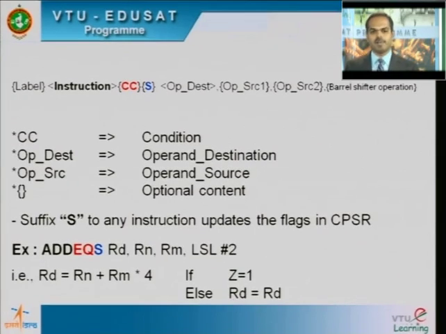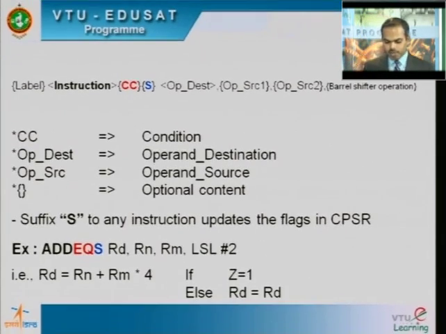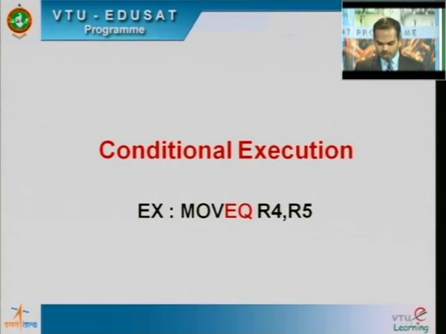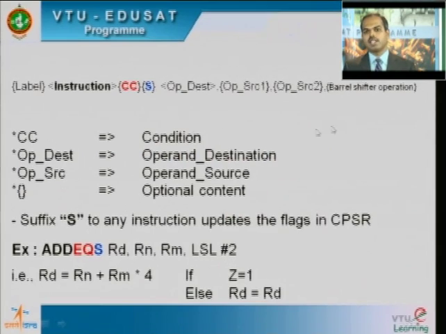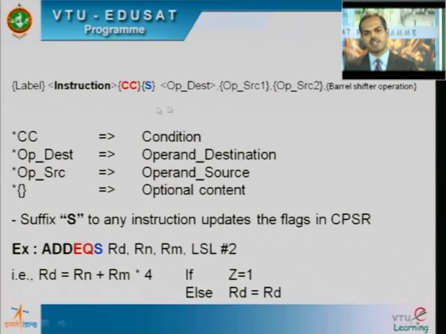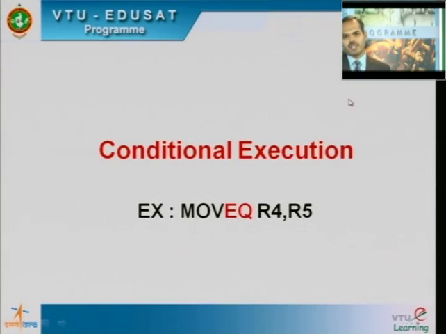This is the beauty of the ARM instruction. The ARM instruction provides you two beautiful structures. One is the conditional execution, the other is the barrel shifter operation. The ARM instruction general syntax provides two very beautiful options, that is, one is conditional execution, the other is barrel shifter operation. Now we will go to the conditional execution.